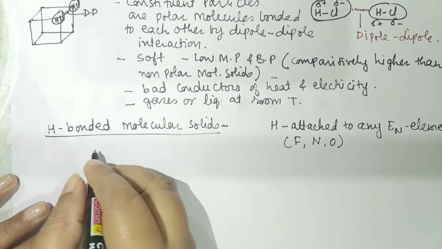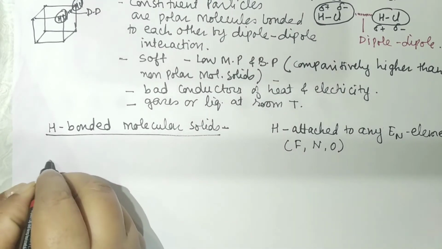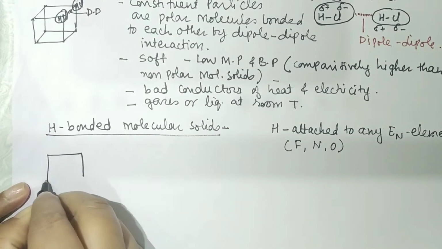Now, let us take the example here. As I said, this can be the example where you have hydrogen attached to fluorine, nitrogen or oxygen. The best example to study this type of crystal is water. So let us go for the structure for this. The structure will be something like this.